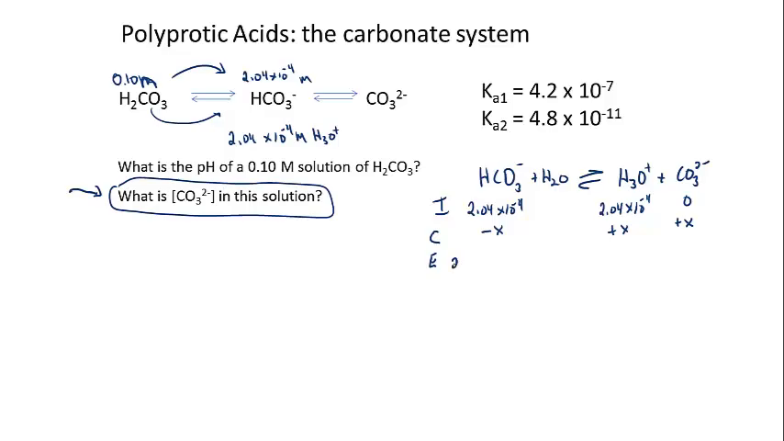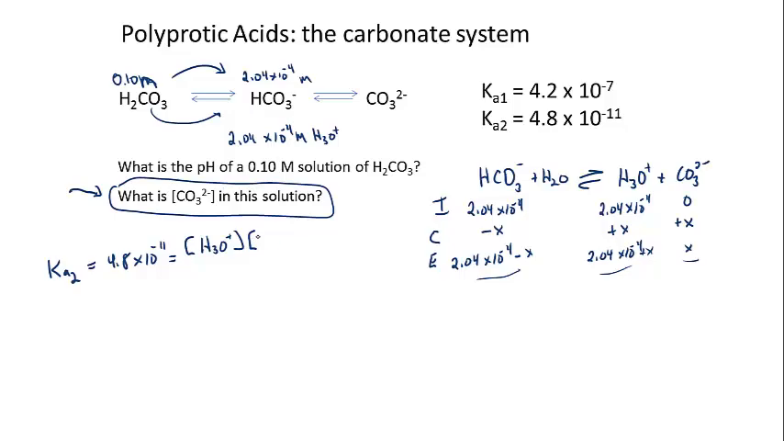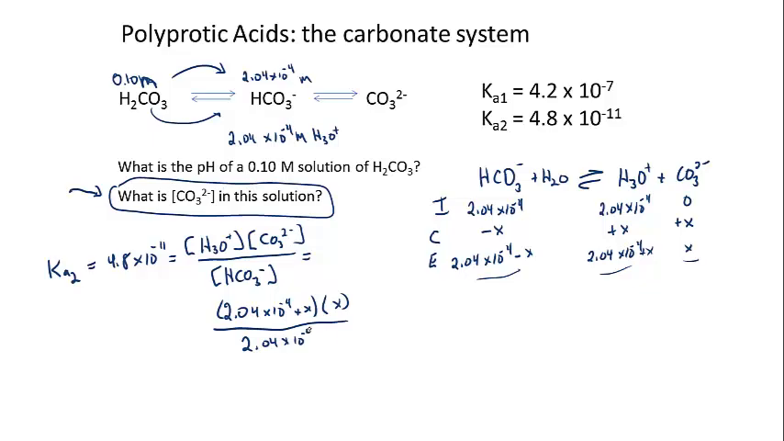You'll make a little bit more hydronium, x, and you'll make x amount of carbonate. So our equilibrium concentrations will be 2.04 times 10 to the minus 4 minus x of the hydrogen carbonate, the bicarbonate, 2.04 times 10 to the minus 4 plus x of hydronium, and x of the carbonate. As we do for equilibrium systems, we plug these numbers into the equilibrium expression. So Ka2, which is 4.8 times 10 to the minus 11, equals the hydronium ion concentration times the carbonate ion concentration over the hydrogen carbonate concentration, which equals 2.04 times 10 to the minus 4 plus x, times x, over 2.04 times 10 to the minus 4 minus x.